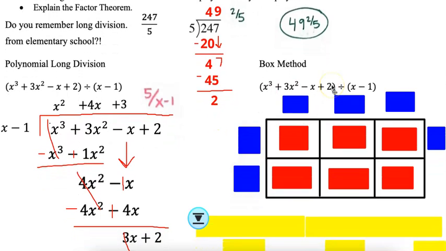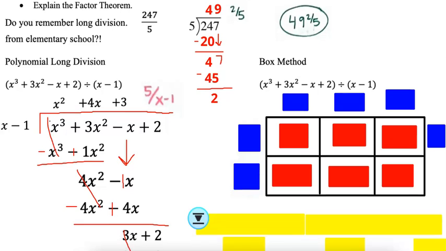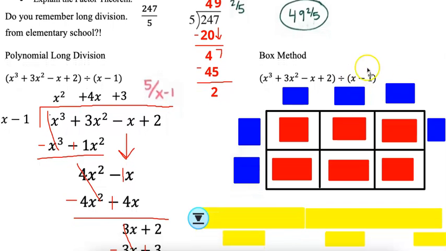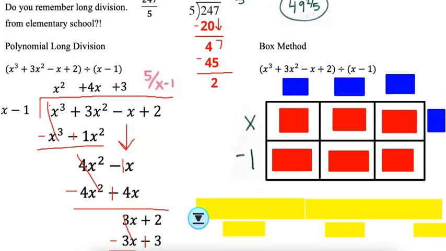In the box method, the first step, you are going to draw a box. And it is going to be 2 lines, so you're drawing 6 boxes. Now, the first step is to take what you're dividing by and put it on the left outside. So I'm dividing by x minus 1, so I'm going to have an x here and a negative 1 here. The next step you're going to do is take this first term and put it in the first box, x cubed.